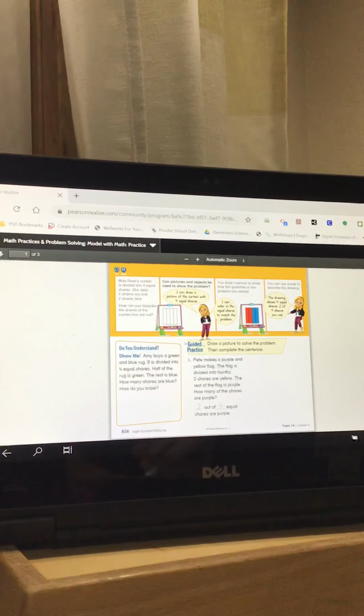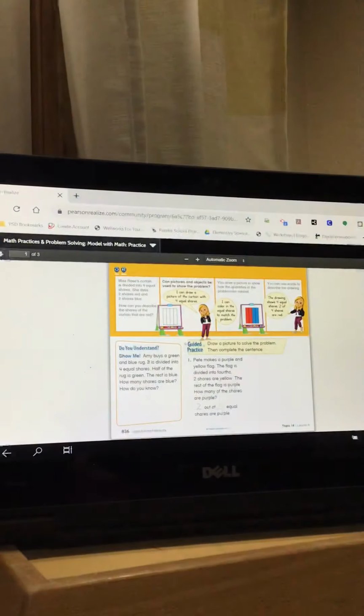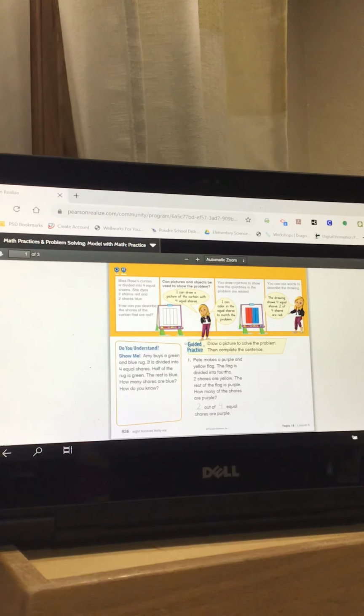Pete makes a purple and yellow flag. Currently, my flag is going to be black and white because I have a black marker. Okay. There is my flag. The flag is divided into fourths. There is my flag divided into fourths. 1, 2, 3, 4. 2 shares are yellow and 2 shares are purple.